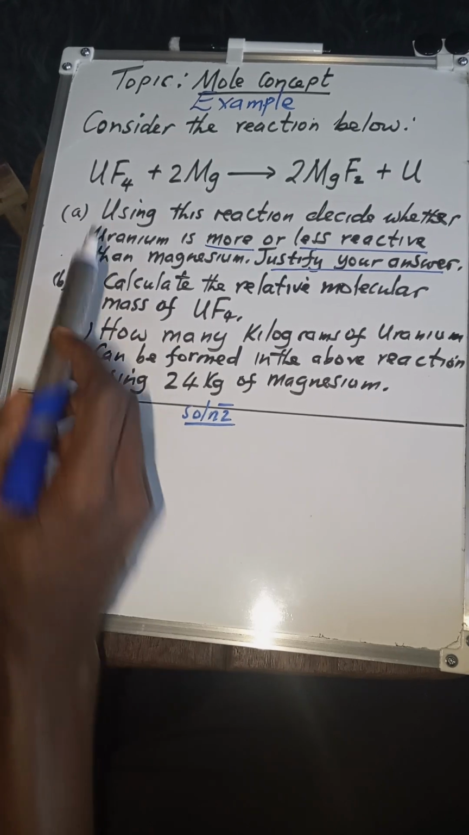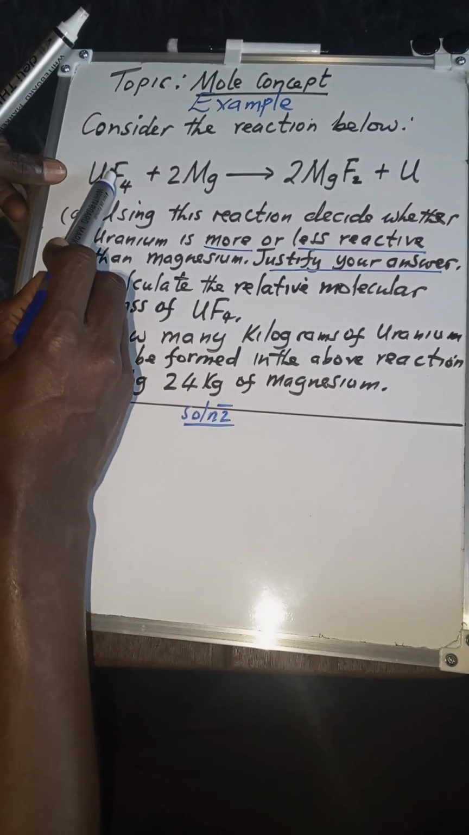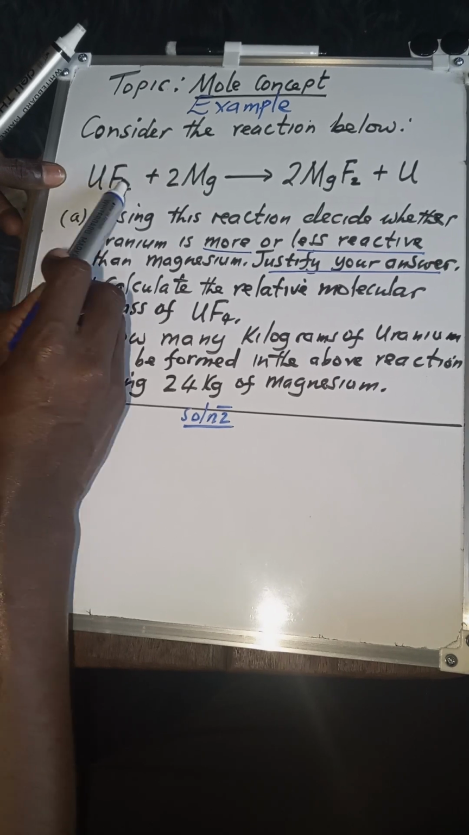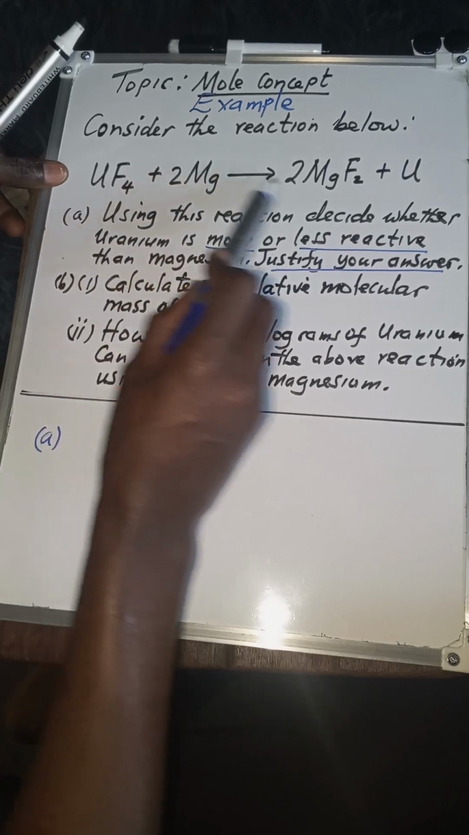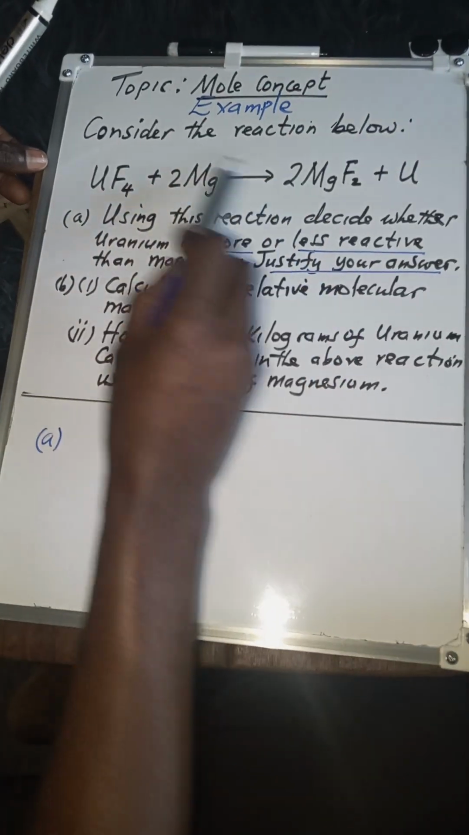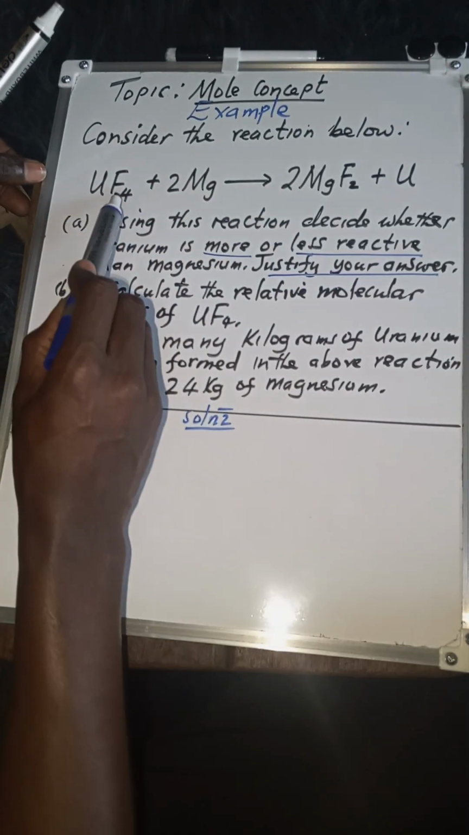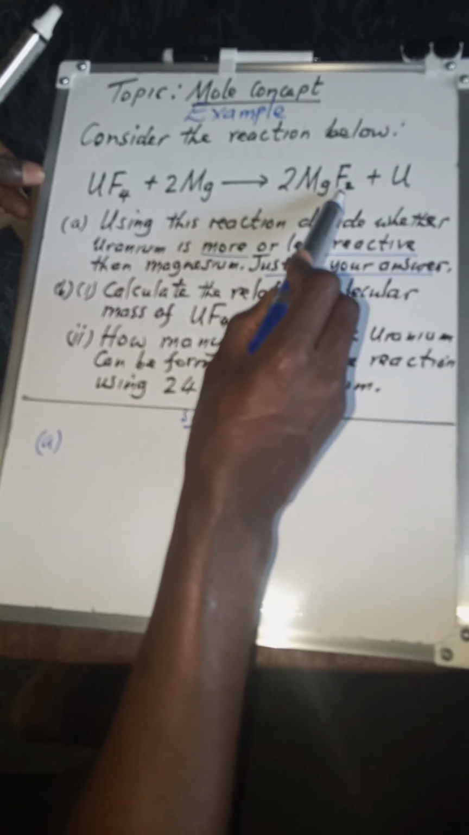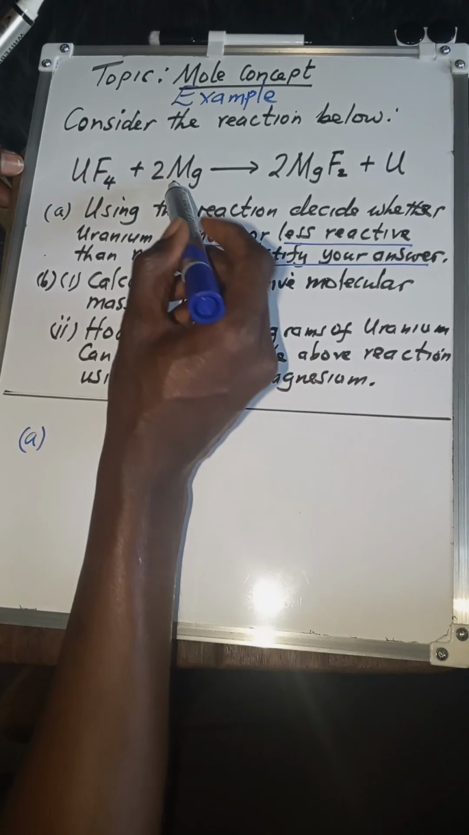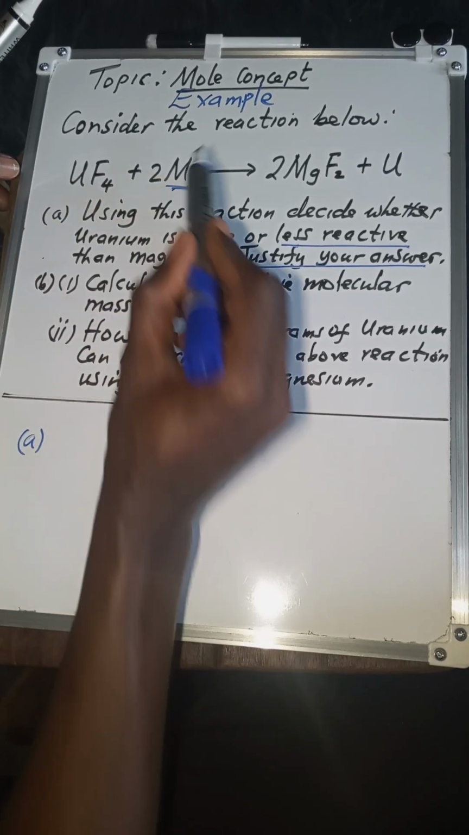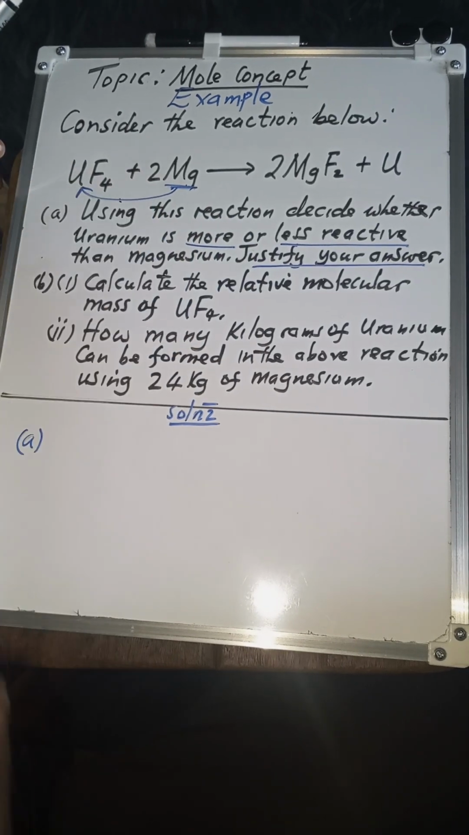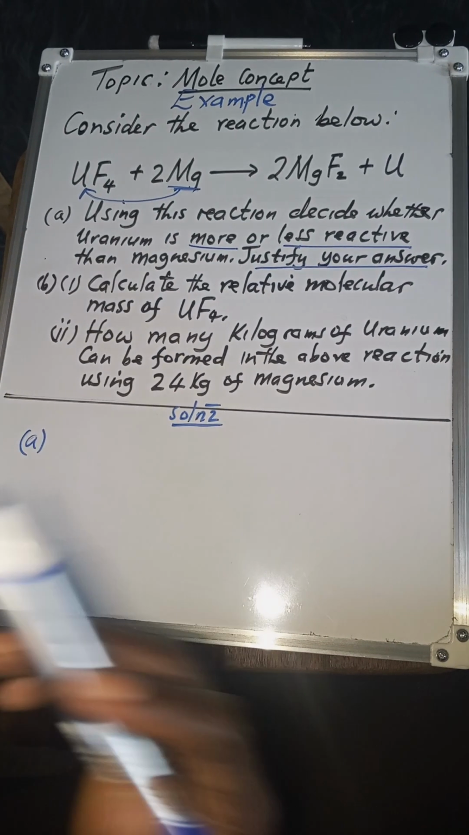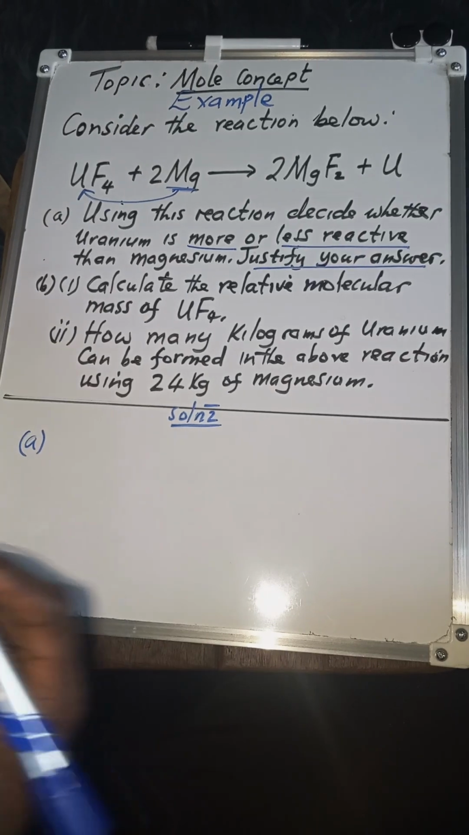its compound. For example, if you notice here, uranium tetrafluoride is in a compound because it has combined with fluorine, and magnesium is alone. But after the reaction takes place, you can see that the uranium no longer has fluorine, but it has been replaced by magnesium. So this shows that magnesium is more reactive than uranium because the magnesium has displaced the uranium from its compound. So that tells you that magnesium is more reactive.